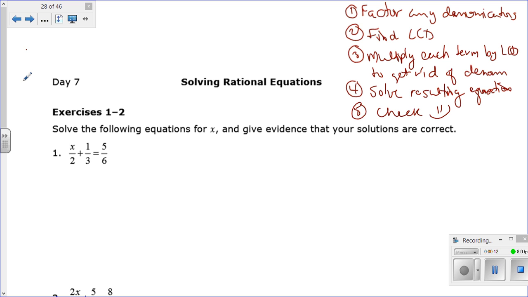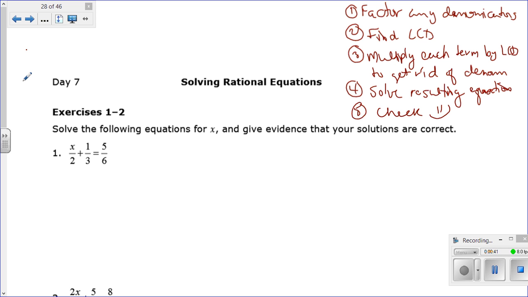And you can see I've already listed the steps to try to make the video a little shorter. The first step is to factor any denominators. The second step is to find your LCD. The third step is to multiply each term by the LCD and to get rid of the denominator. Four, solve the resulting equation. And five, check. That's your most favorite thing to do, I know.